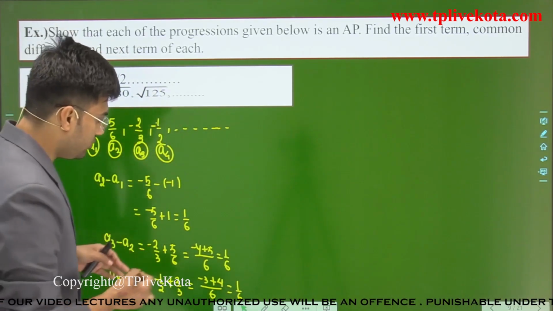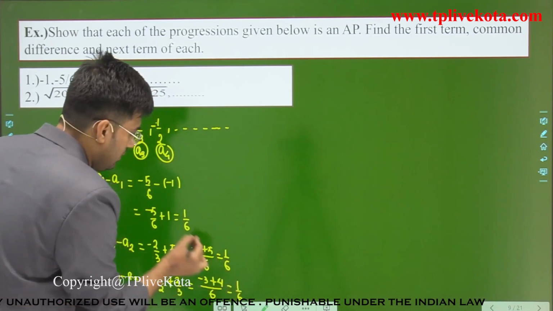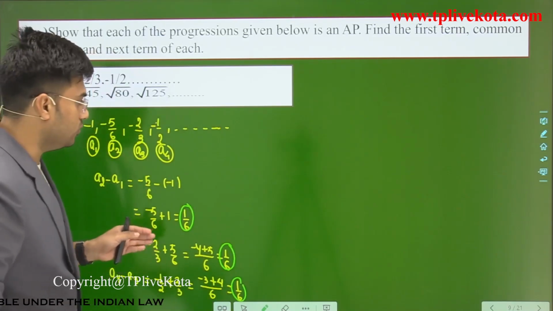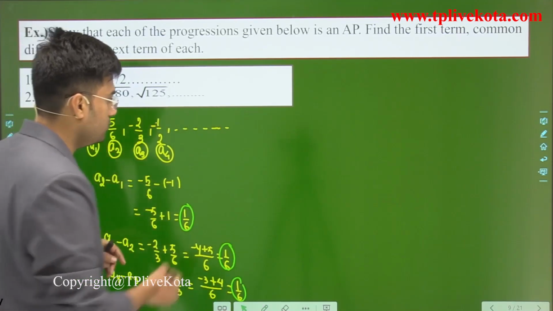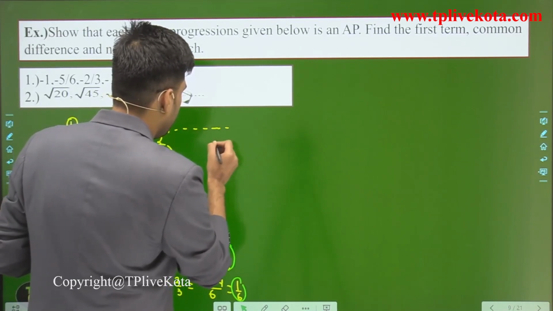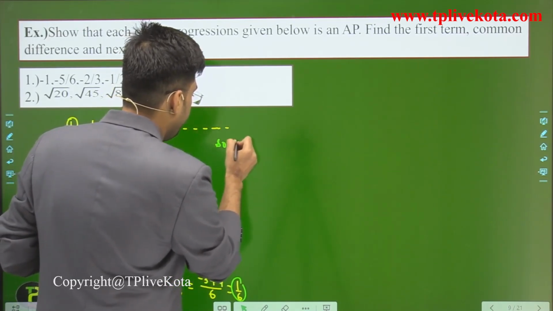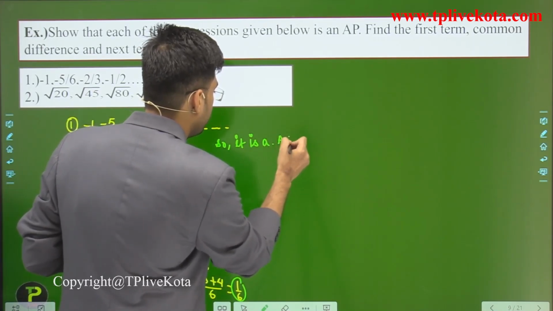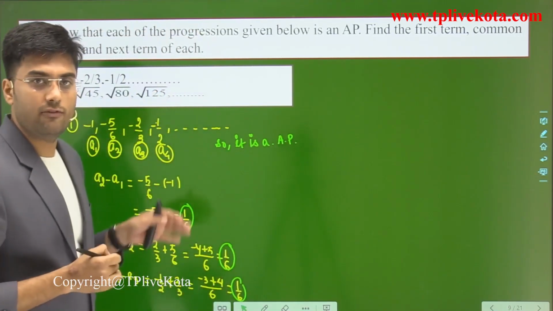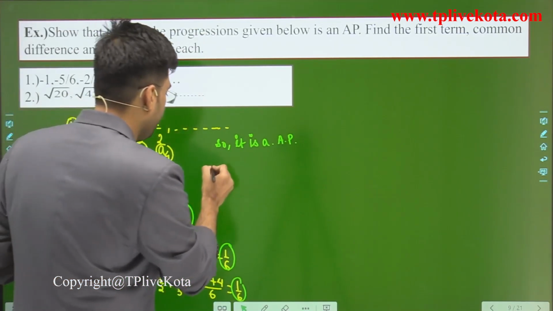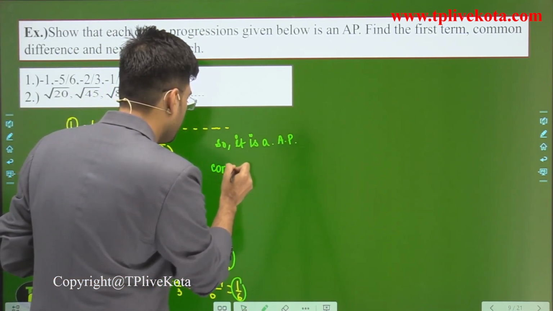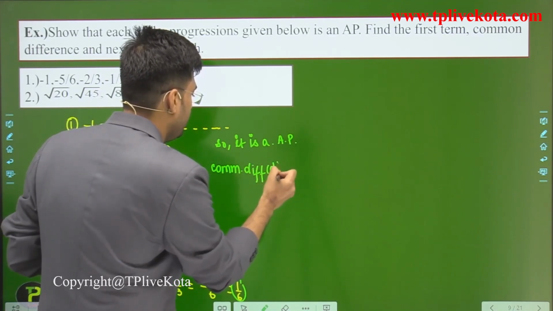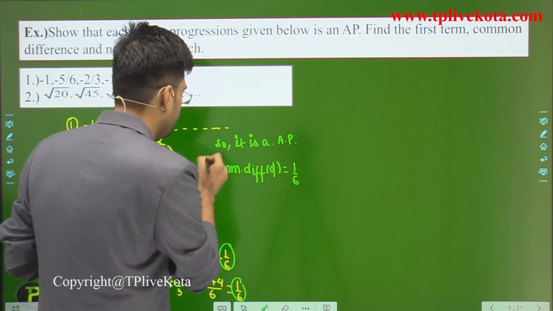Clear? So students, here if we observe all the common differences, all the differences are the same, so we can say that this is an AP, that means arithmetic progression. If it is an AP, then common difference is what? Common difference, that is d, is 1 divided by 6.